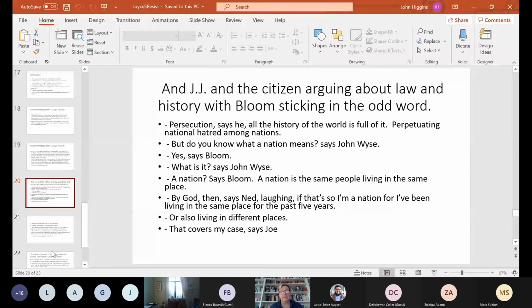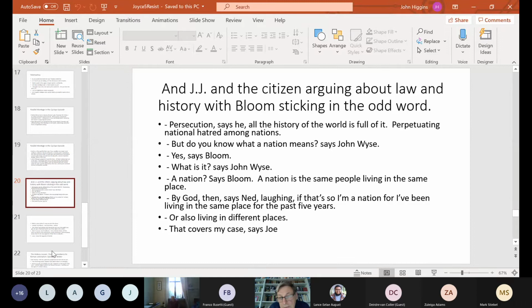Bloom replies to the nasty nationalism of the citizen by summing up what those views add up to, which is persecution. Persecution, says he, all the history of the world is full of it, perpetuating national hatred among nations. And remember, Joyce is writing this in and through the First World War, although what he's saying, of course, rings true in today's contemporary political events, perpetuating national hatreds of various kinds, from Trump to Brexit.